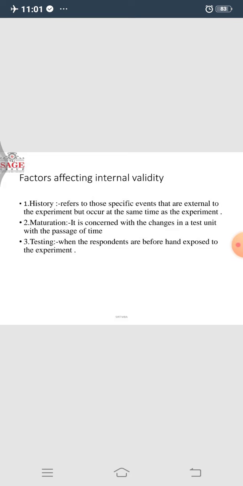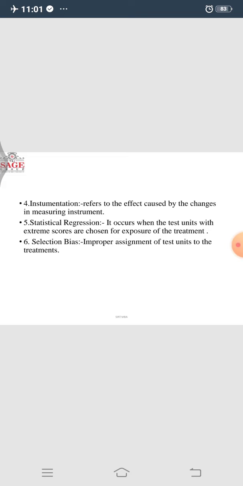Then testing, when the respondents are beforehand exposed to the experiment, means they know that okay, they are under an experiment, so in turn it will have an impact on the output, which is not correct.